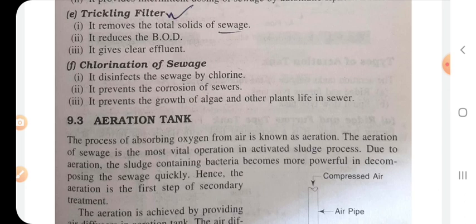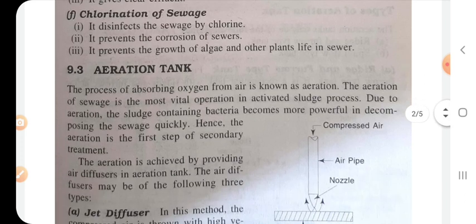Chlorination of sewage: it disinfects the sewage by chlorine. Chlorine removes different types of germs. It prevents the corrosion of sewer and prevents the growth of algae and other life in the sewer.